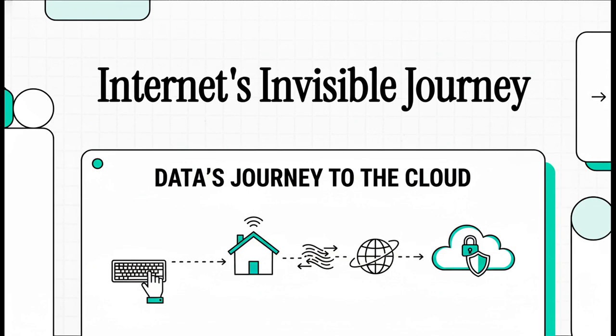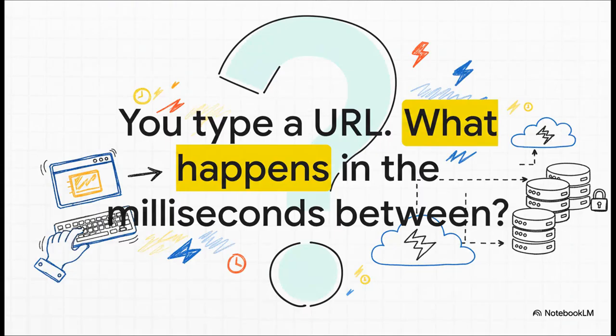Every single day, with just a click of a button, we send bits of information on this wild, invisible journey all across the globe. But have you ever stopped to wonder what's actually happening? Well, today we're going to trace that exact path from the moment you hit a key all the way into the cloud. So let's imagine this. You type in a website and hit enter, and bam, almost instantly, the page just appears. It feels like magic, right? But it's not. It's an unbelievably fast and complex process. So let's pull back the curtain and see exactly what's going on in those few critical milliseconds.